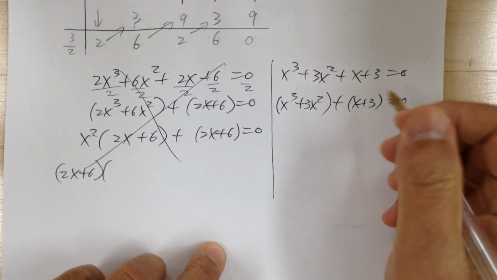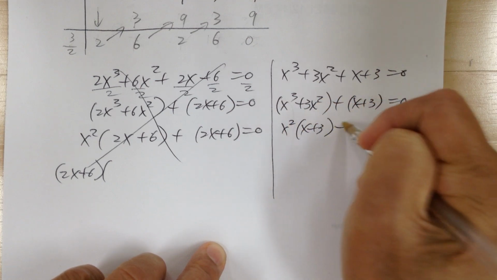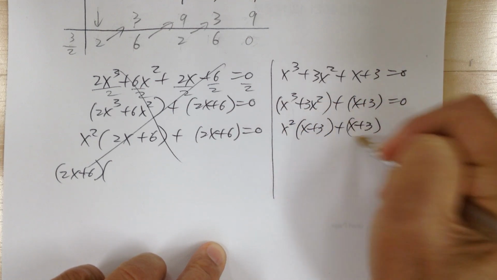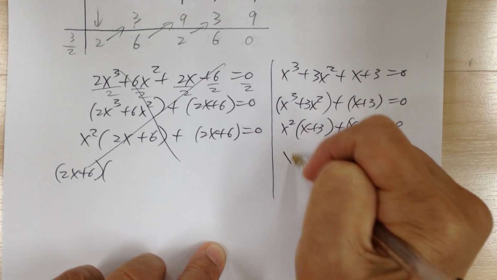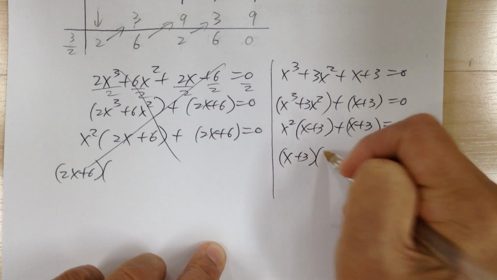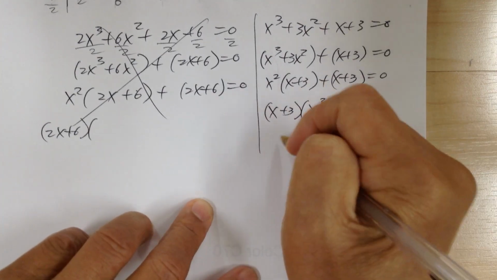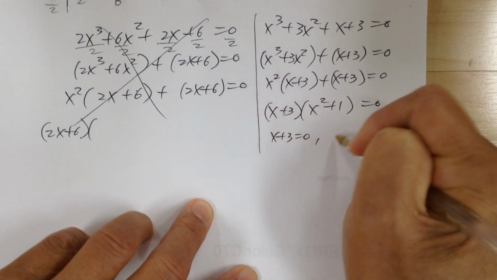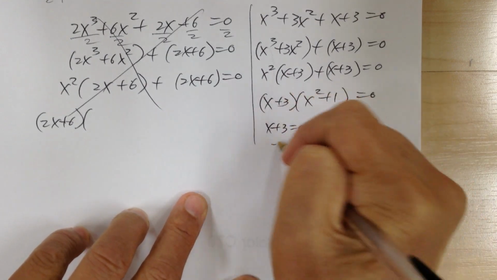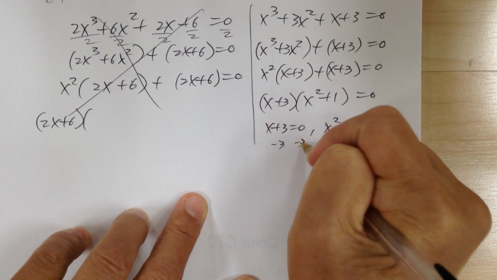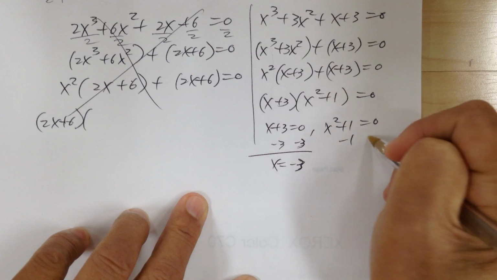Okay, and then factor out the x squared from the first group, and go and factor it out. So you got x plus 3 and x squared plus 1 equal to 0, and set it equal to 0. So you got x plus 3 equal to 0, x squared plus 1 equal to 0. So from here, minus 3 on both sides. So you got x equal to negative 3.